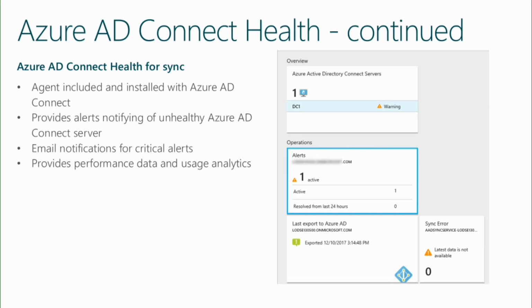And then finally, Azure AD Connect has its own health view that tells you whether or not it's connected to a particular server, if the synchronization is healthy, and when the synchronization was last performed. So it's very easy to tell if something's going wrong.